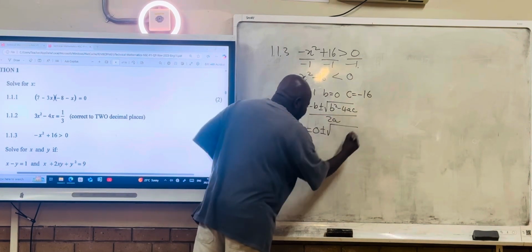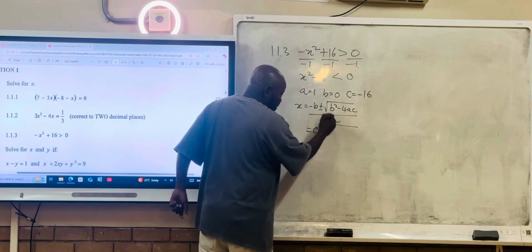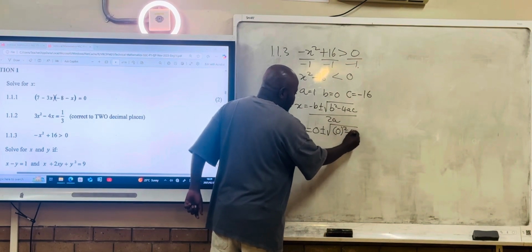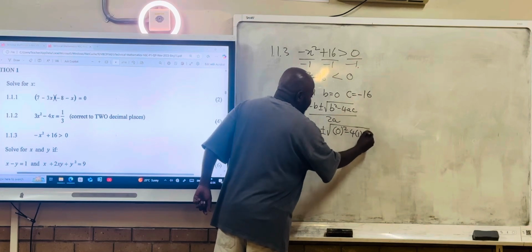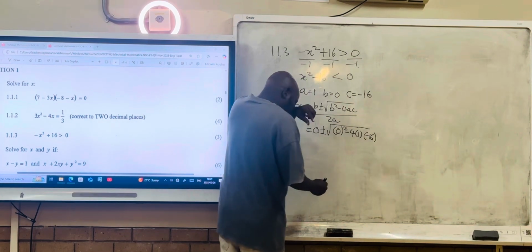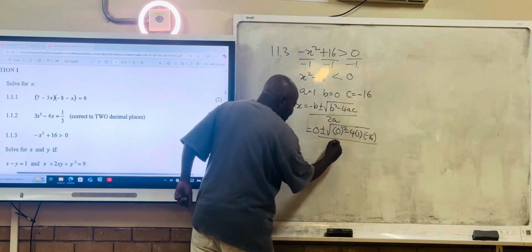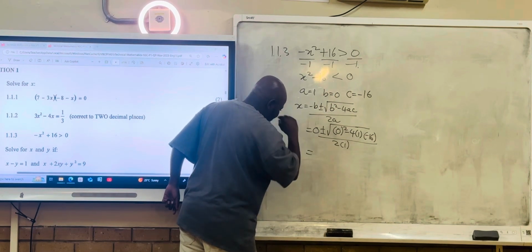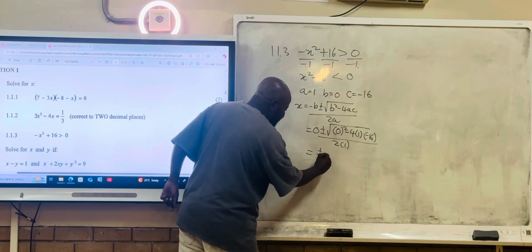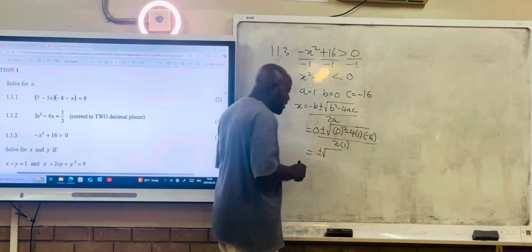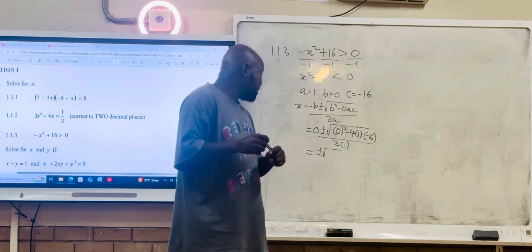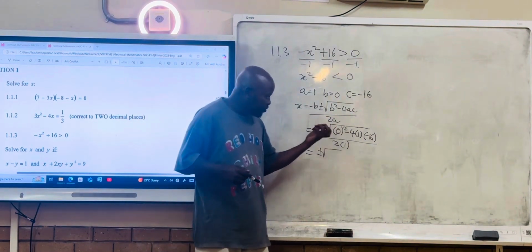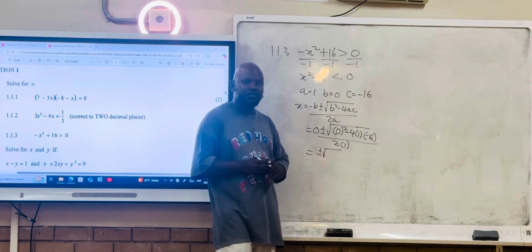Which is going to be plus or minus the root of 0 squared minus 4 into 1 multiplied by negative 16, divided by 2 into 1. We are left with plus or minus the root of 4 multiplied by 16, which is 64. 4 times 16 is 64, which is our root there. It will be 64 divided by 2.